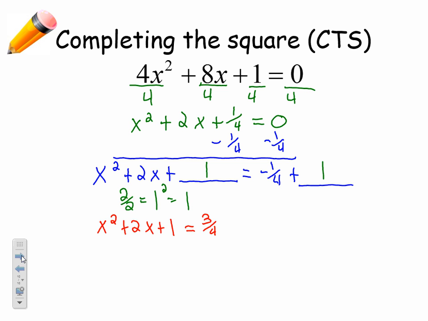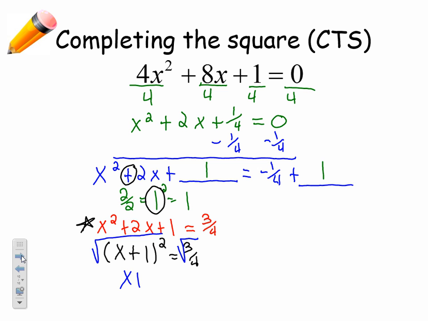Now make sure we're leaving it in fraction form. Now, we have to change this into factored form. We can factor this now since we've completed the square. We're going to get x. This is a plus, so we're going to have plus. Use whatever we're squaring. 1 squared equals 3/4. From here, we're going to take the square root of both sides.